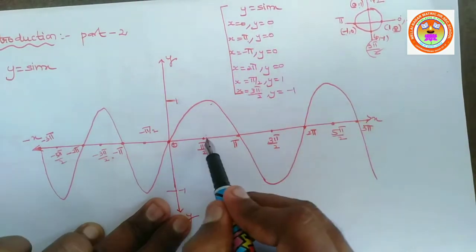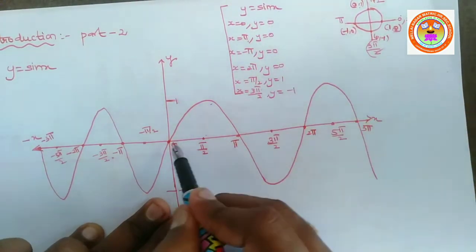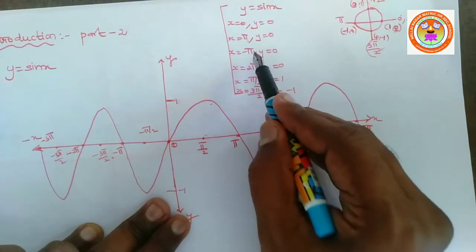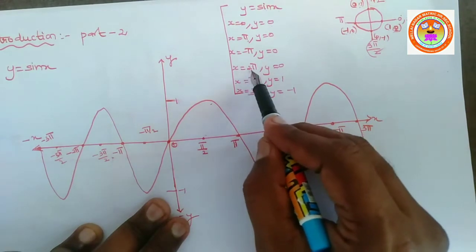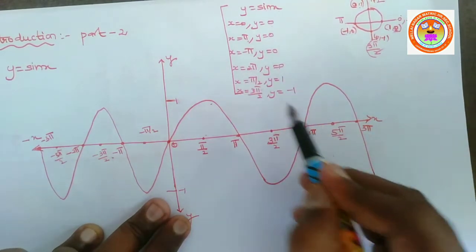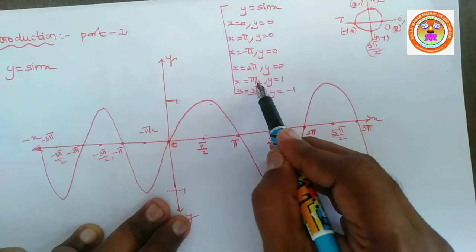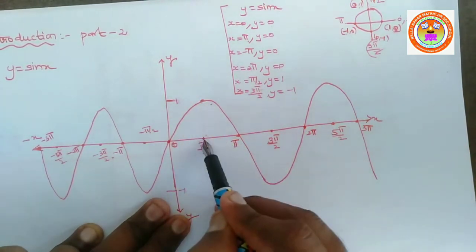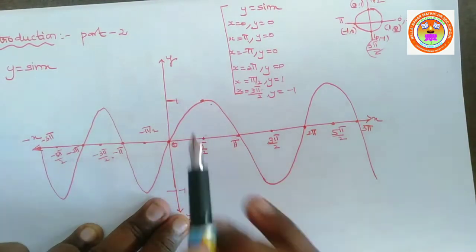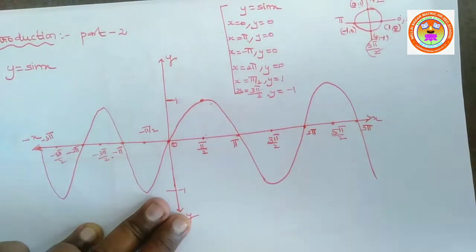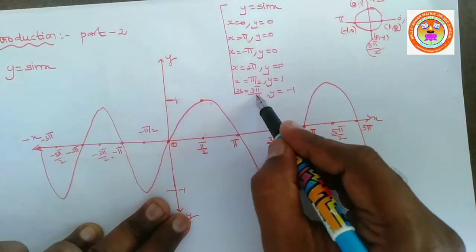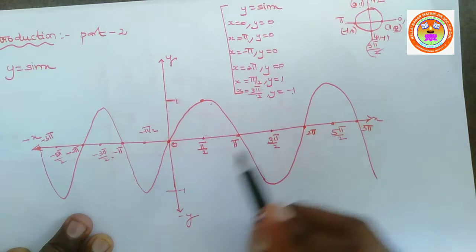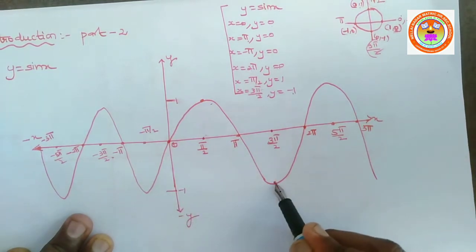pi comma 0, this is pi comma 0. Minus pi comma 0, let's leave it as it is. 2 pi comma 0, this is 2 pi comma 0. Pi by 2 comma 1: where is pi by 2? Pi by 2 is present here, 1 is present here, so x axis pi by 2, y axis is 1, this is pi by 2 comma 1, you can take it. Next, 3 pi by 2 comma minus 1: where is 3 pi by 2? And where is minus 1 present? Minus 1 on y is present. So this is 3 pi by 2 comma minus 1.